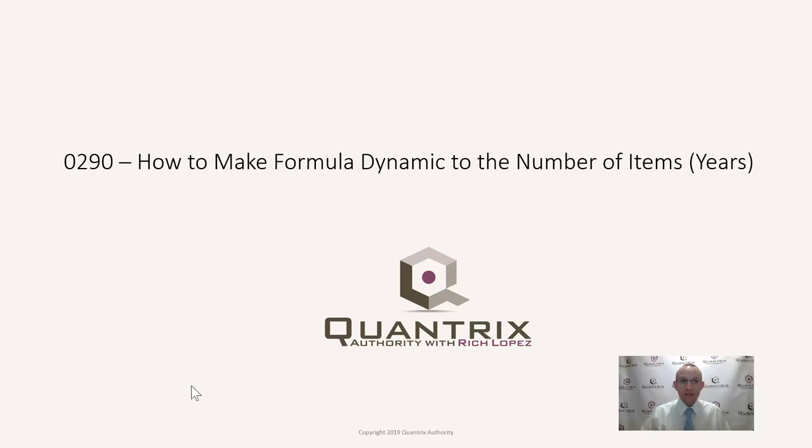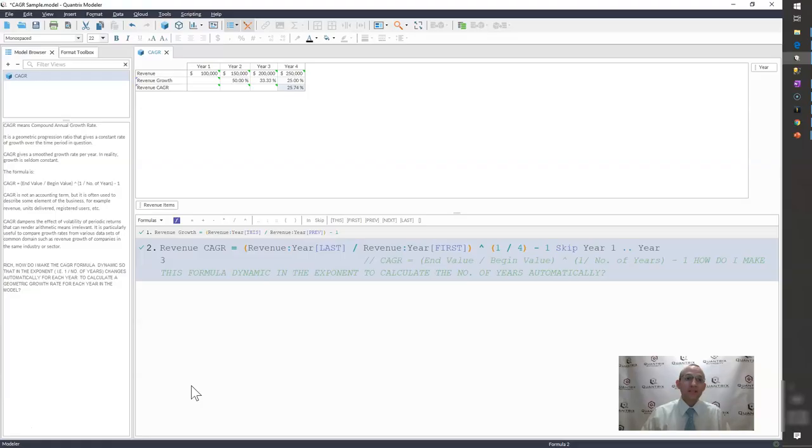I want to thank Frank for sending in this question and a simple model. He has some CAGR, the compound annual growth rate, which he's trying to calculate here. And his question is, how do I make this formula dynamic in the exponent to calculate the number of years automatically?